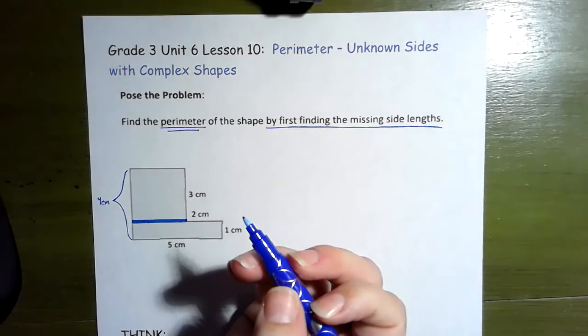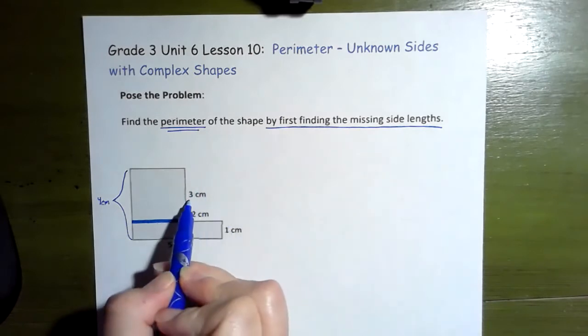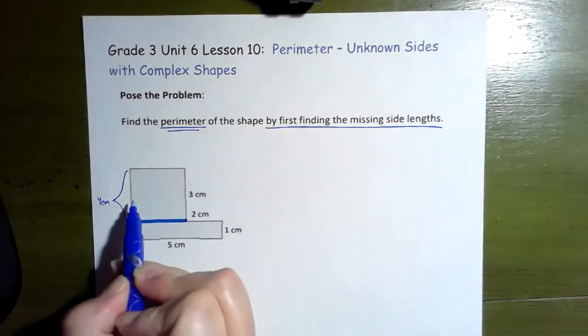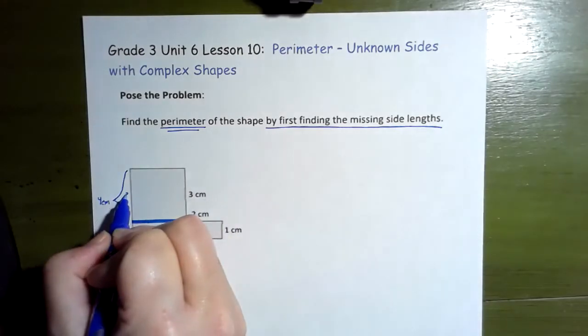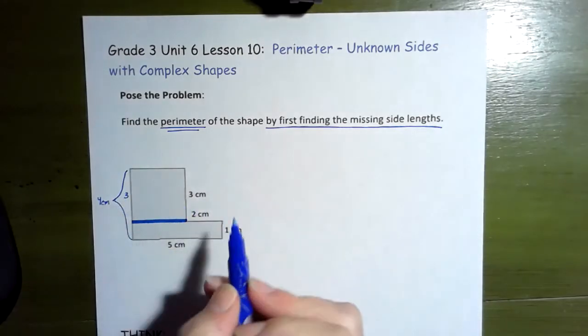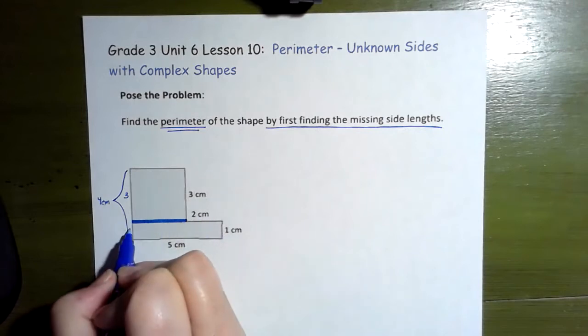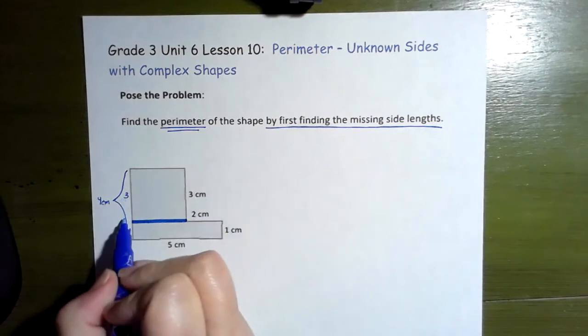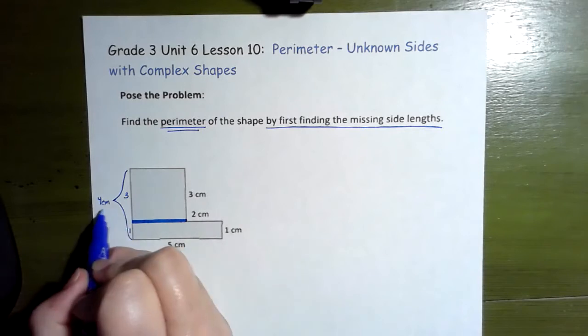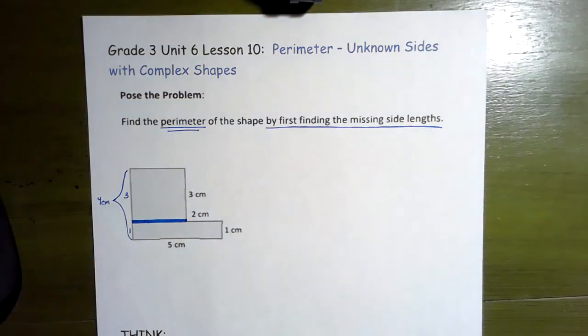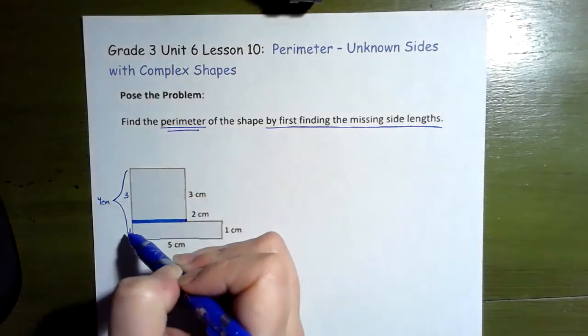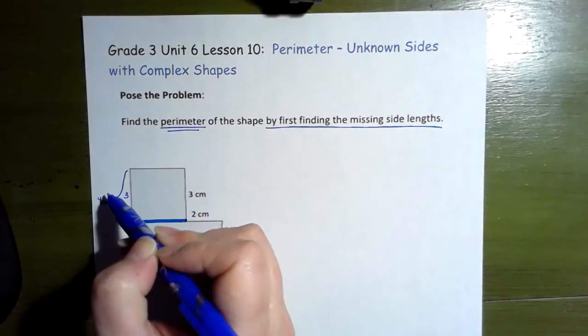The reason we know that is because if this side length is 3, then this side length also has to be 3. And if this side length is 1, then this side length is also 1. And 3 plus 1 is 4. So when we combine both sides, 3 plus 1, we get 4.